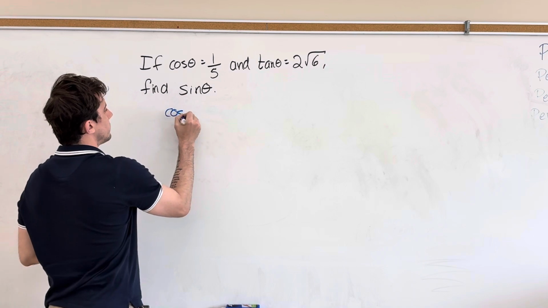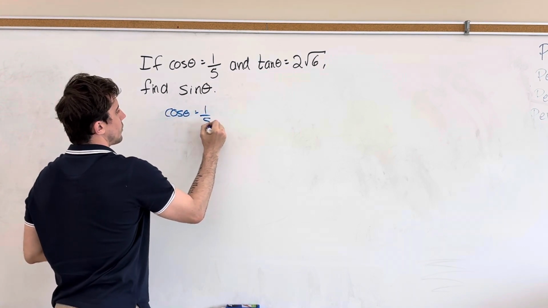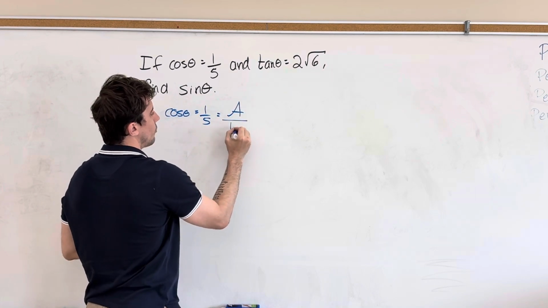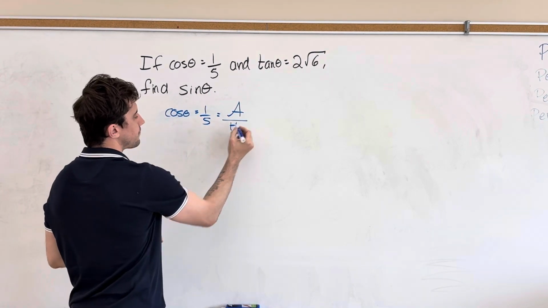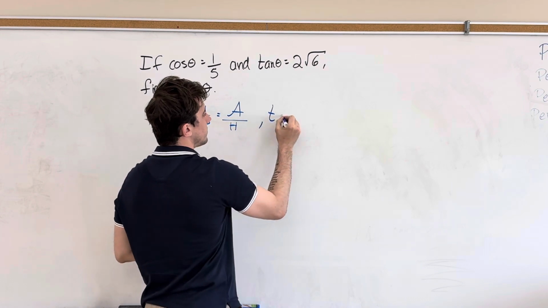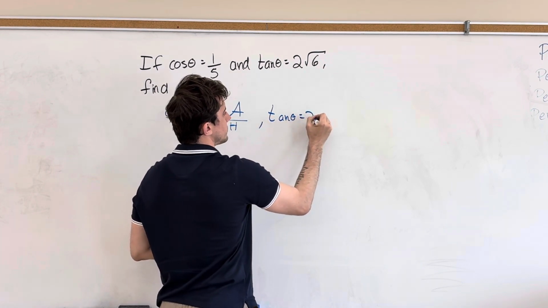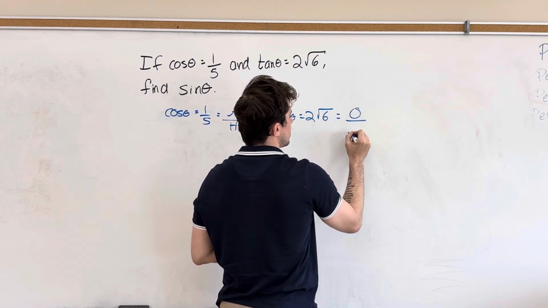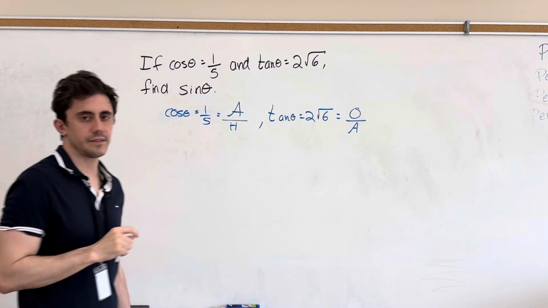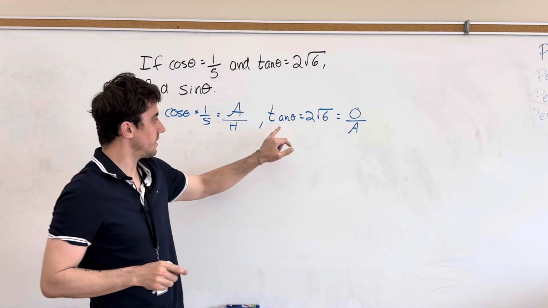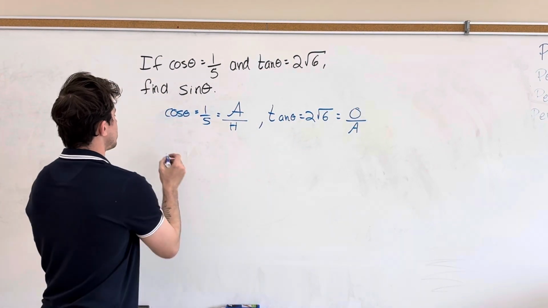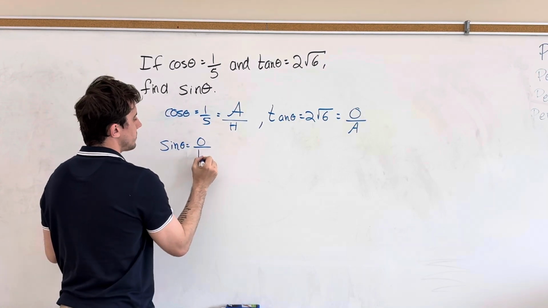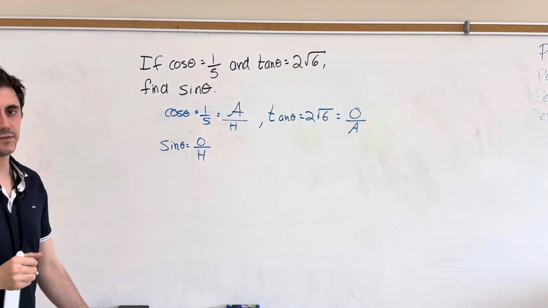We know that cos theta, which is given to us as 1/5, is equal to the ratio of the adjacent side length over the hypotenuse. And we're told that tan theta, which is 2 times the square root of 6, is equal to the ratio of the opposite over the adjacent side length. This is just from SOHCAHTOA. You guys get it? Now, sine of theta is the ratio of the opposite over the hypotenuse, right?